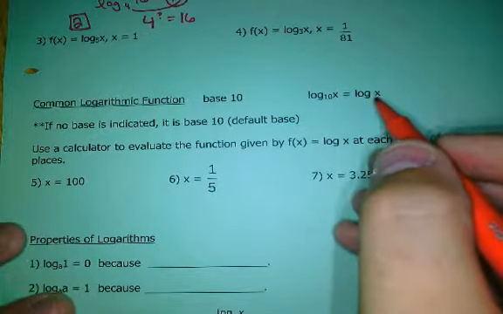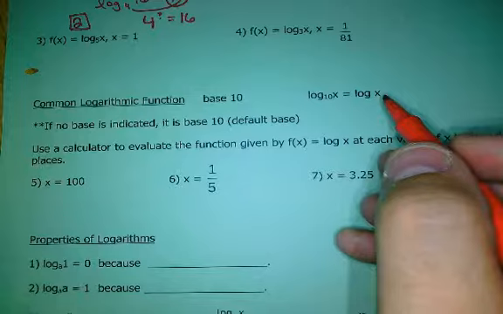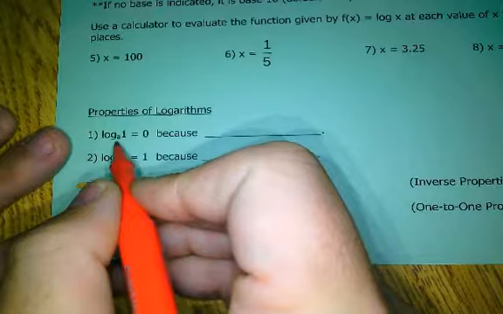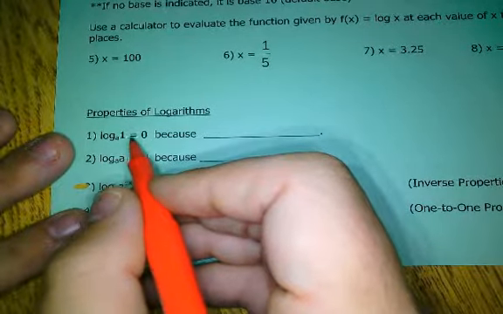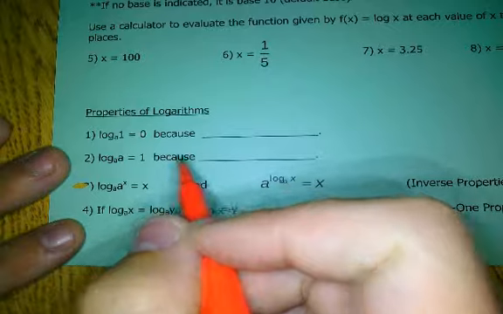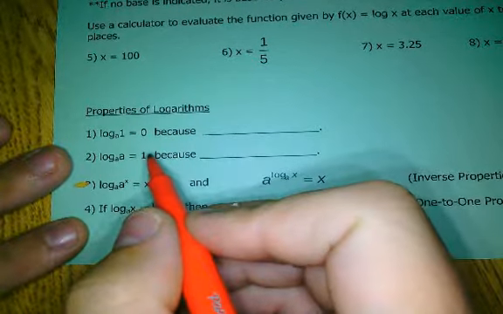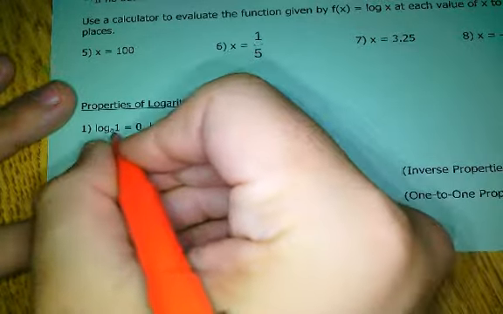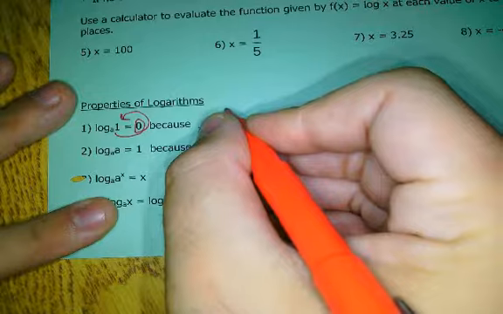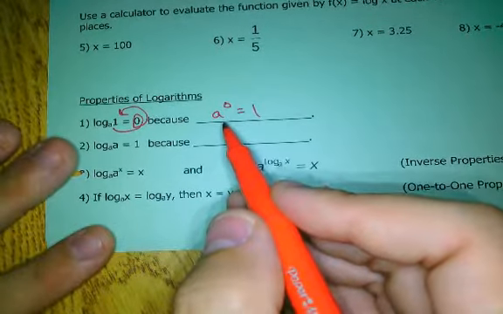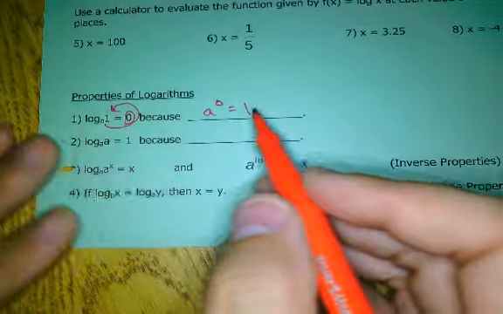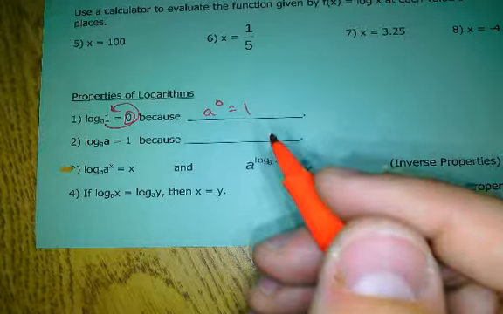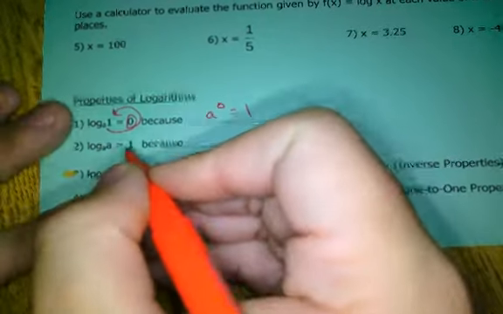If there is no base, it's just base 10. Hopefully remember that. Here is some stuff. Anything that's a log base 1 is equal to 0 because I said so. Let's loop it and figure it out. If I were to loop it, you're going to get a to the 0 equals 1. Does it matter what my a value is? Anything to the 0 is always equal to 1.